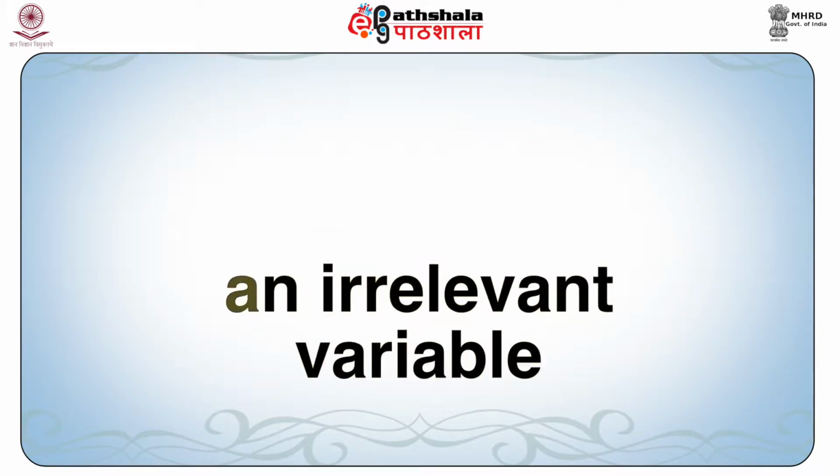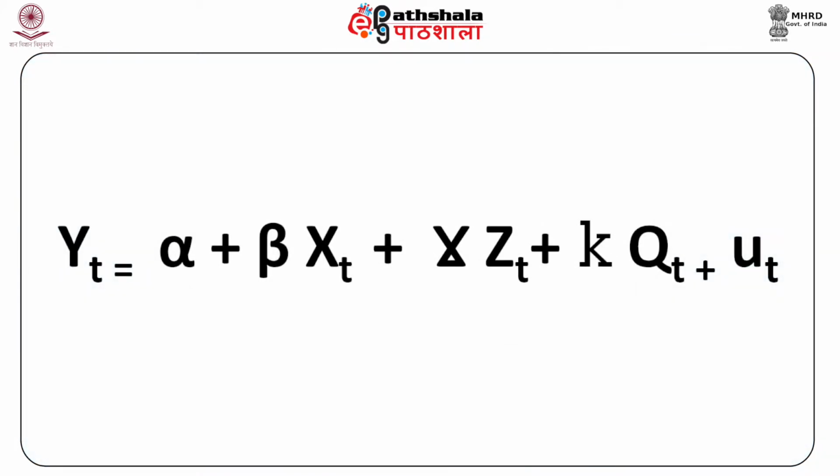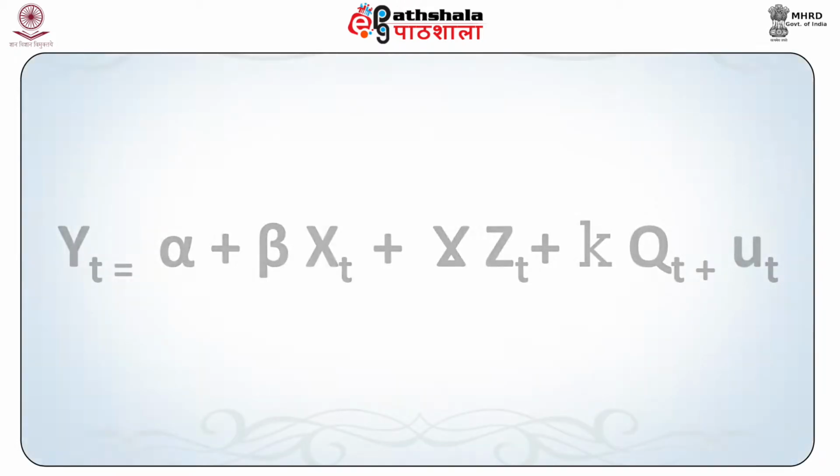Inclusion of an irrelevant variable. Suppose the estimator believes that a variable qt, denoting the hours of labor spent talking, should be included in estimating the production function, and hence the estimated model now becomes yt = alpha + beta xt + gamma zt + qt + mu t. By estimating this above equation, the estimator commits an error of including an irrelevant variable.